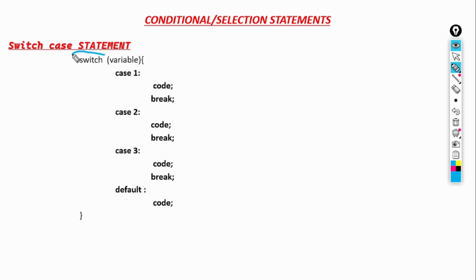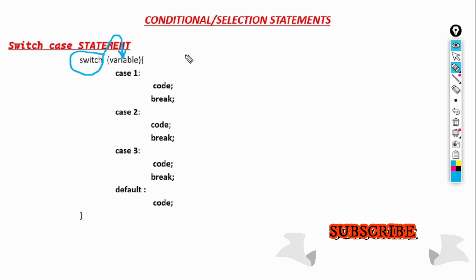Here I have used switch, which is actually a reserved keyword in Java, and I pass a variable over there. This variable can be of integer, character, or string type, but it cannot be boolean or float type. You can check the official documentation to see why we are not using float and boolean variables inside the switch statement, where you can grasp the clear logic.